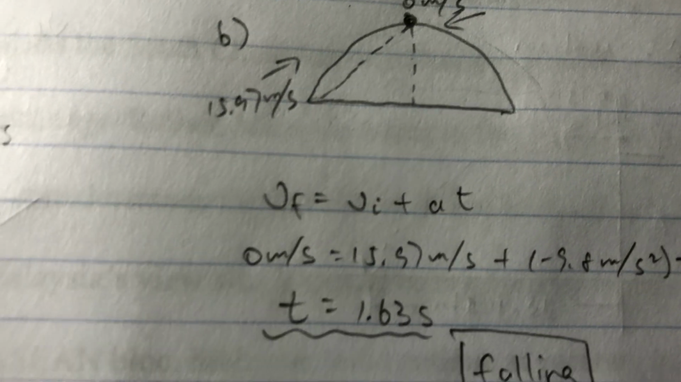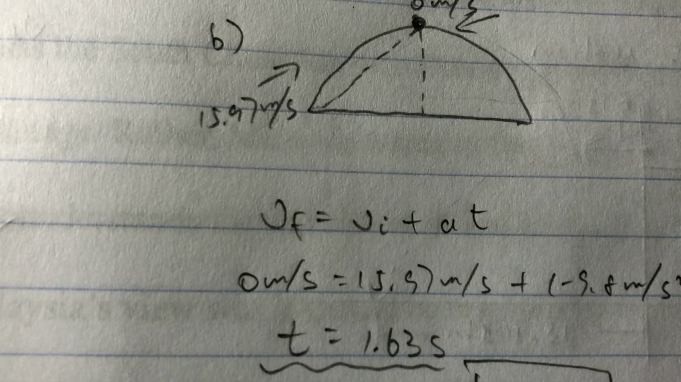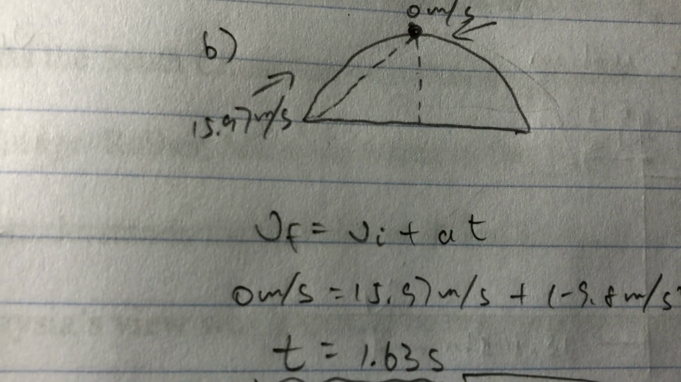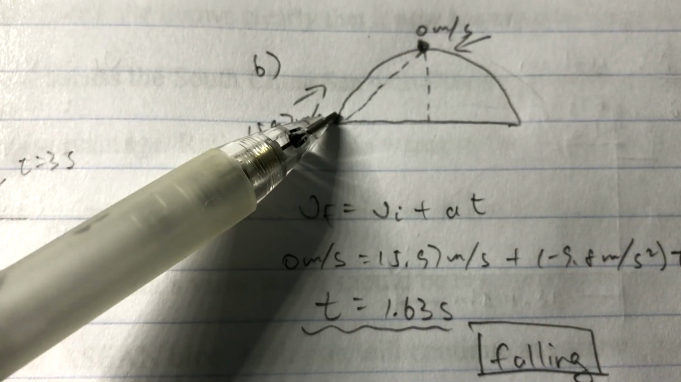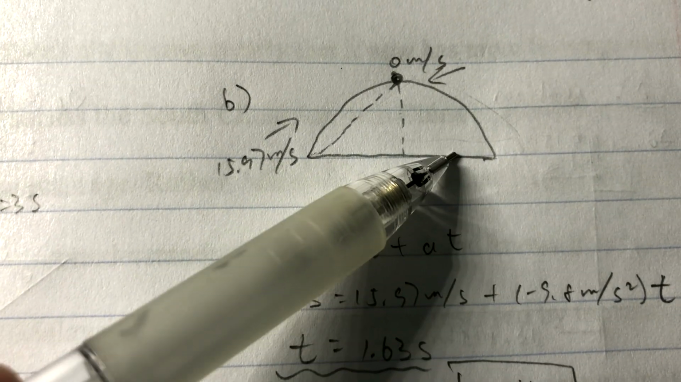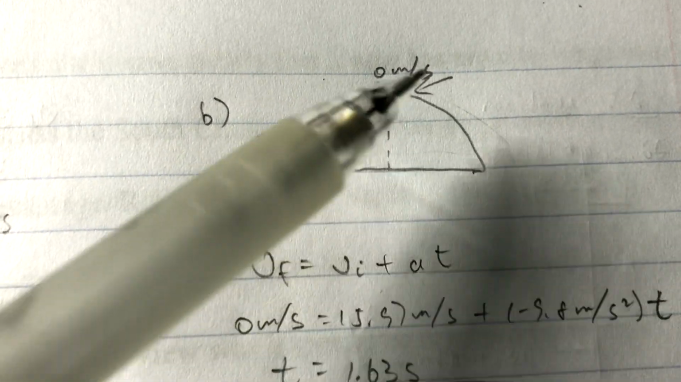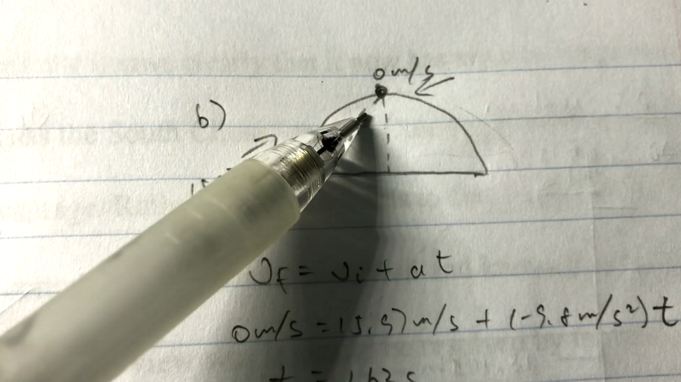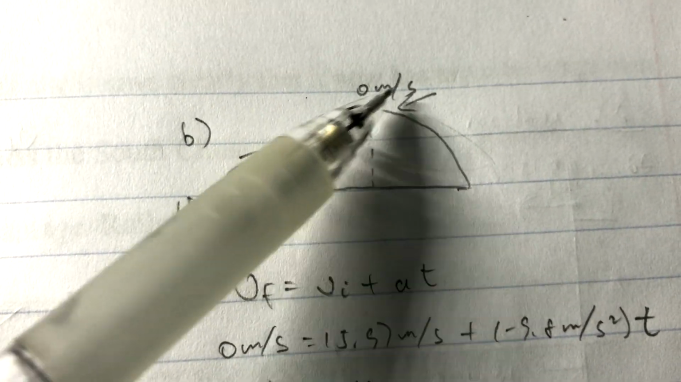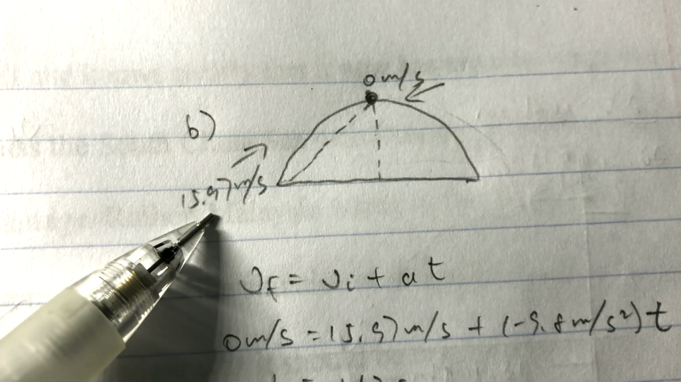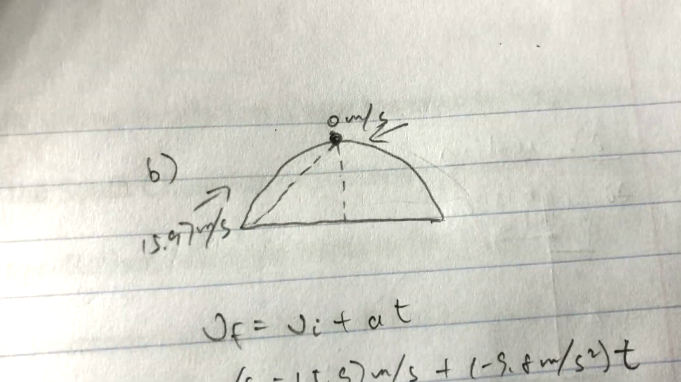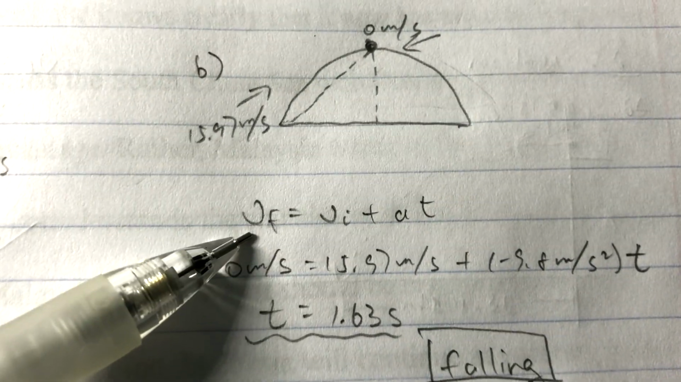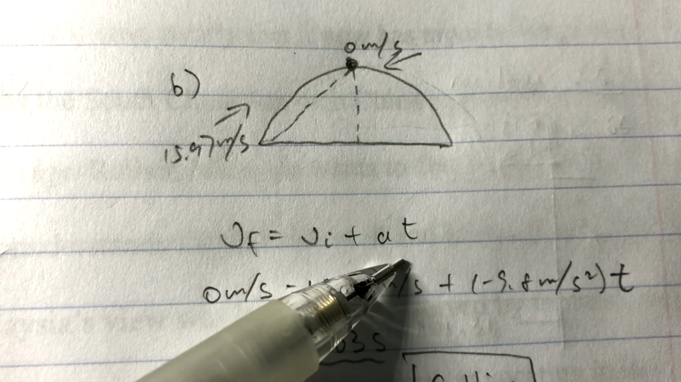And for part B, it's asking, does the ball approach the crossbar while still rising or falling? So this is the motion of the ball. It's a parabola, and the highest point is the middle, the vertex. And the final velocity of the ball at this point is 0 meters per second, and the initial velocity is 15.97 meters per second, vertically, the y component of the velocity.